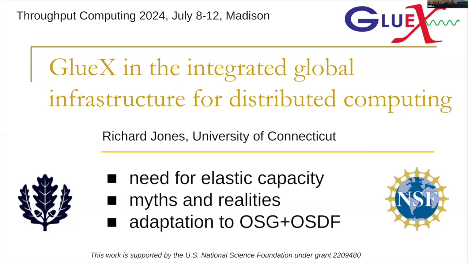Okay, thank you. So I'm Richard Jones. I'm at the physics department at the University of Connecticut and a member of the GlueX experiment. This is an intermediate energy nuclear physics experiment at Jefferson Lab. And I'll tell you a little bit about that in a moment, but the general overview is I'm going to describe an opportunity to accelerate our scientific mission as a collaboration through the use of the resources of the Open Science Grid for a new application.